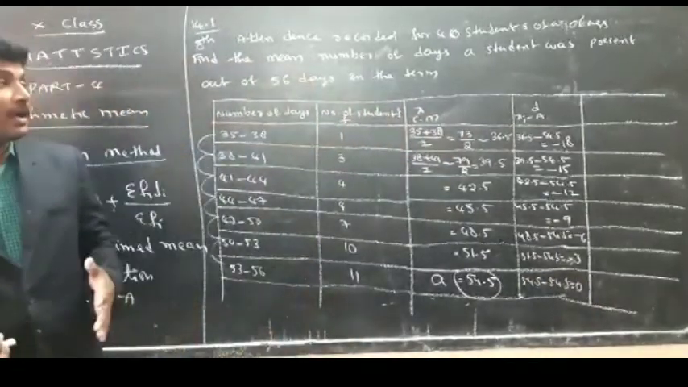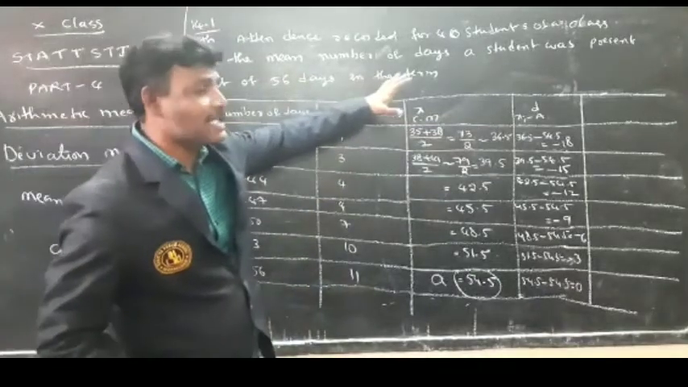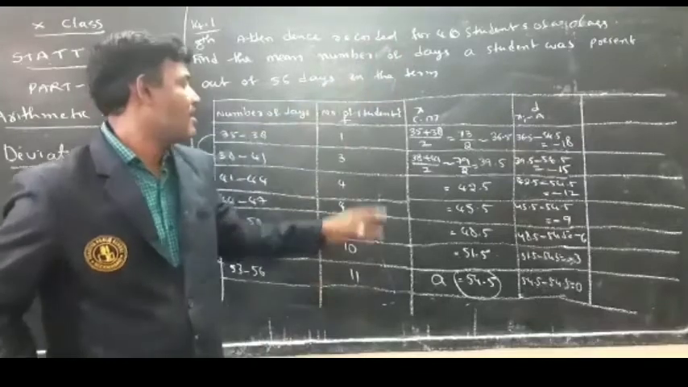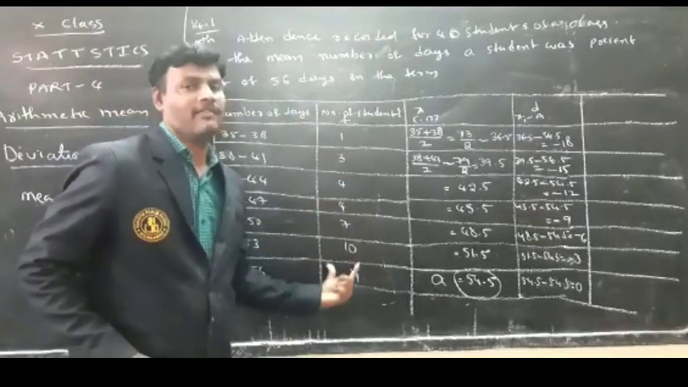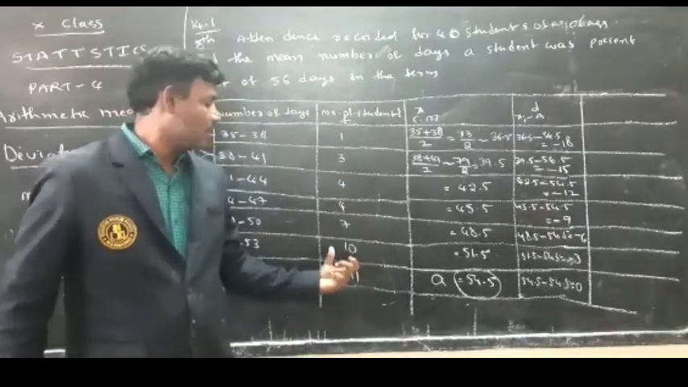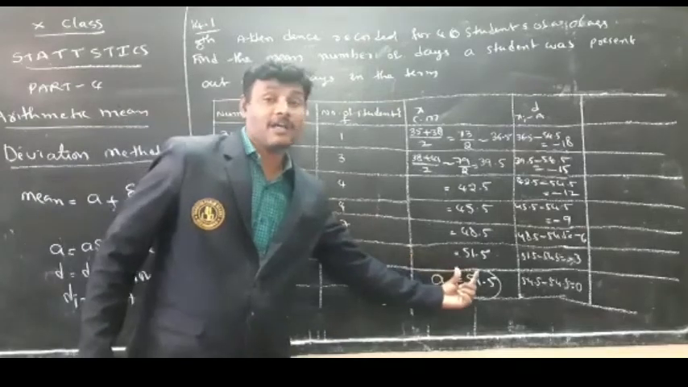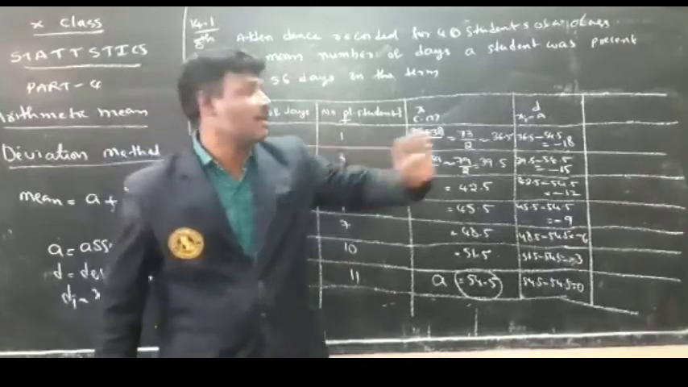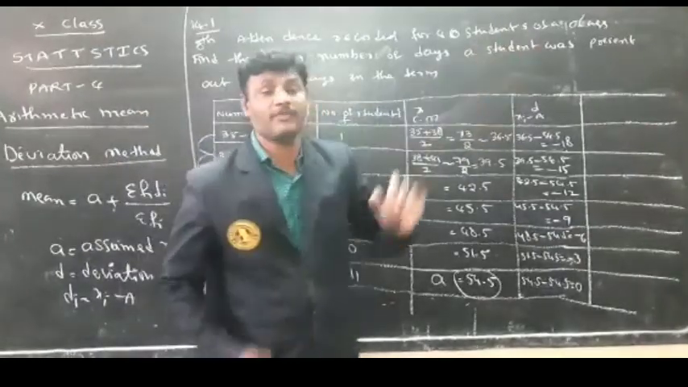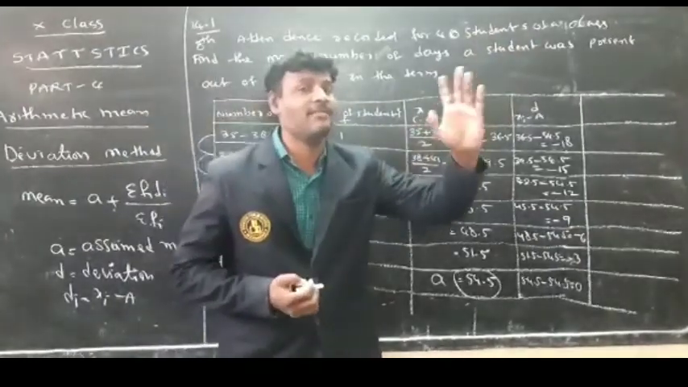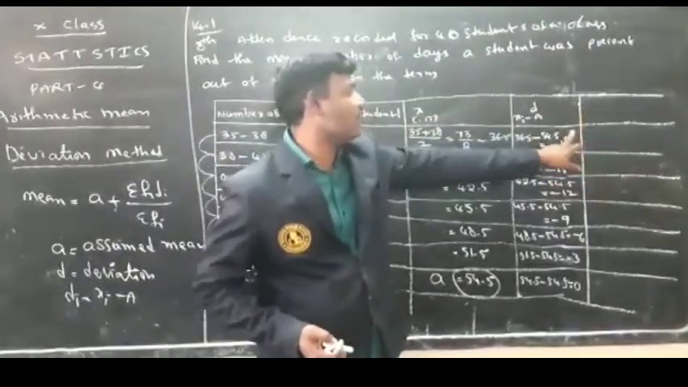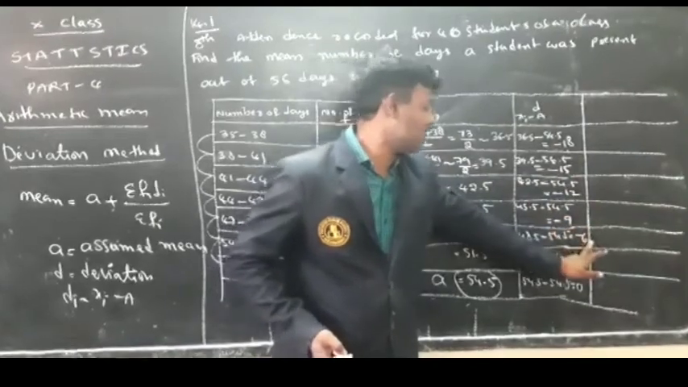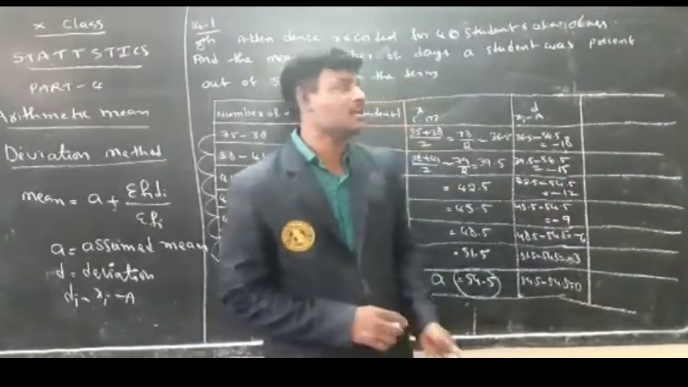Okay? What is the process? From the class marks, you may take any one value as assumed mean. What is the highest frequency here? 11 is the highest frequency. The class mark of the highest frequency column I am taking as assumed mean. Next, what do I need? I need deviation. To find the deviation, what is the formula? Xi minus A. So what are the d values? Minus 18, minus 15, minus 12, minus 9, minus 6, minus 3 and 0.